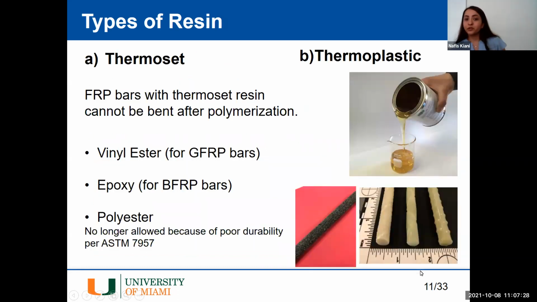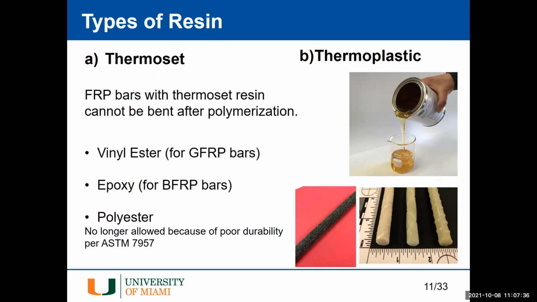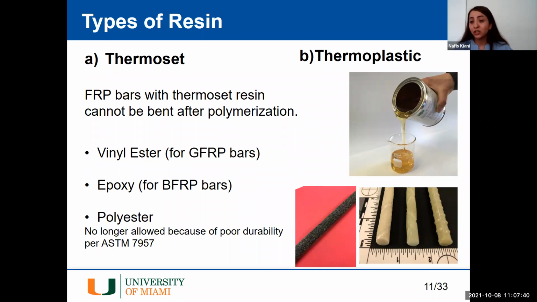The type of resin used in the manufacturing procedure of FRP bars could be thermoset or thermoplastic. The difference is that FRP bars with thermoset resin cannot be bent after the resin polymerization. It means that the GFRP bars cannot be bent on site, but they are available as pre-manufactured or prefabricated stirrups or ties.